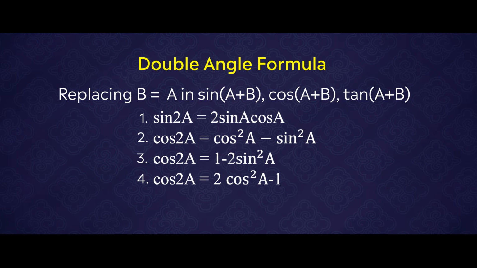Then coming to the last one, that is tangent of 2A. Tan 2A will be 2 tan A divided by 1 minus tan square A. So, students need to just remember this formula, and then it will be applied to solve or prove some trigonometric identities. Now, the next one is the product formula.